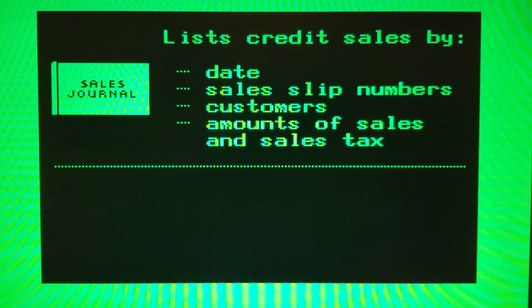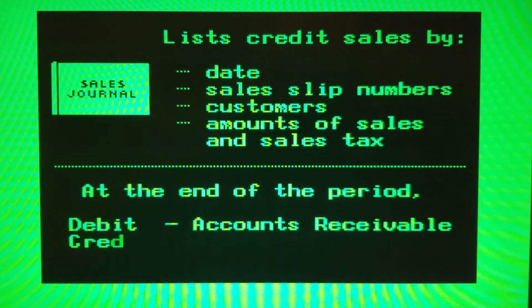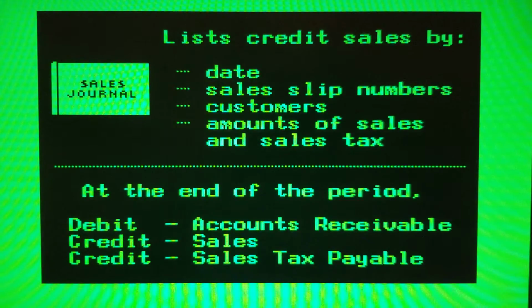The sales journal lists credit sales chronologically, with dates and internally assigned sales slip or ticket numbers, customers, and amounts of sales and sales tax. At the end of the period, the accounts receivable account in the ledger is debited, and the sales tax payable accounts are credited.